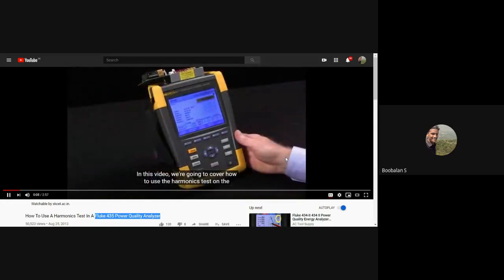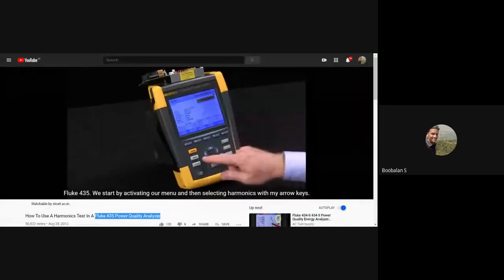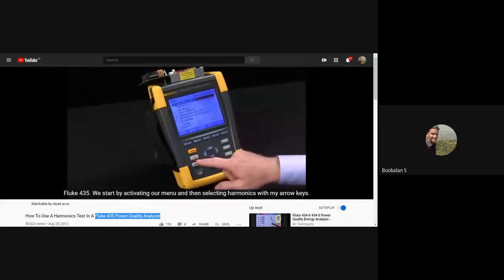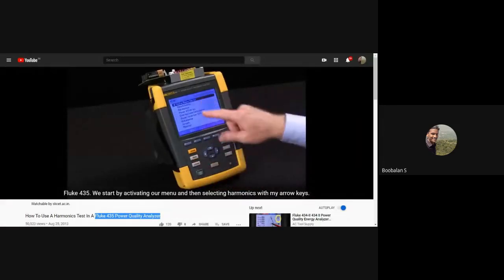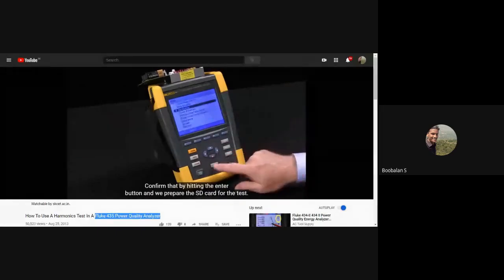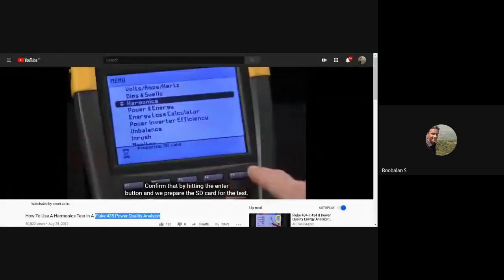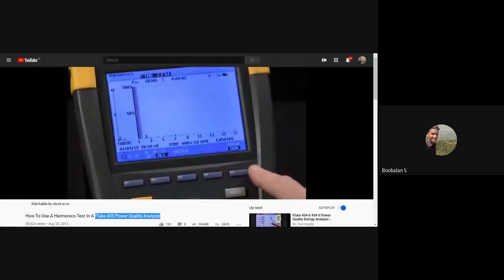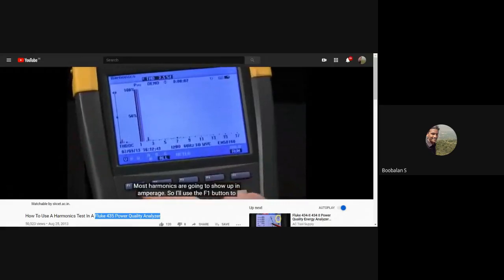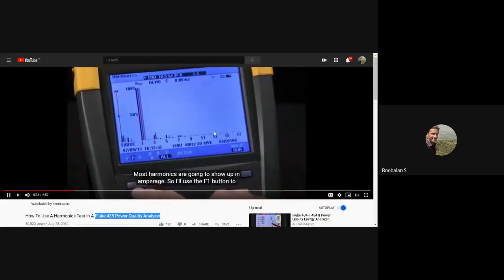In this video, we're going to cover how to use the harmonics test on the Fluke 435. We start by activating our menu and then selecting harmonics with my arrow keys. Confirm that by hitting the enter button, and we prepare the SD card for the test. Most harmonics are going to show up in amperage, so I'll use the F1 button to toggle the amps.